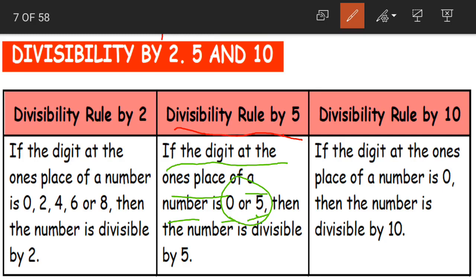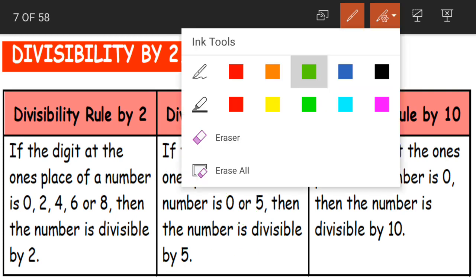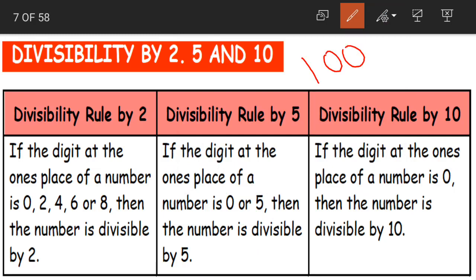From that you can make out that the digit at the ones place should be either 0 or 5. Then only the number is divisible by 5. Understood? Now suppose I say a very big number, say 10,005, and I ask you whether this is divisible by 5 or not. What will you do? Will you divide this number by 5? No. We'll look at the ones digit. It is having 5. So, the whole number becomes divisible by 5, children.